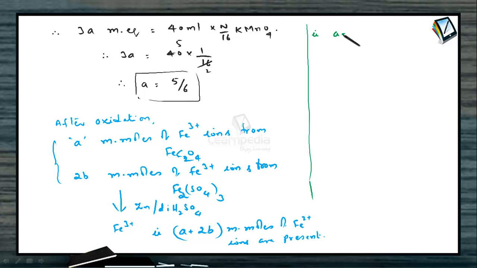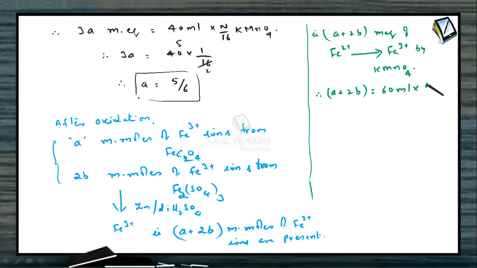Now, A plus 2B milliequivalents of ferrous ions will get oxidized to ferric ions by KMnO4, for which purpose 60 ml of N/16 KMnO4 is required. Therefore, A plus 2B milliequivalents is equal to 60 ml into N/16. But we know A is 5/6. Therefore, 5/6 plus 2B is equal to 60/16, which is 15/4 milliequivalents.